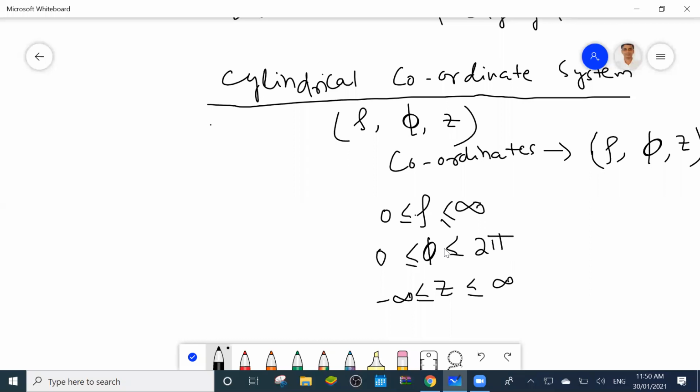So next class we will discuss in detail. Thank you all. Try to solve some examples from the Sadiku book.